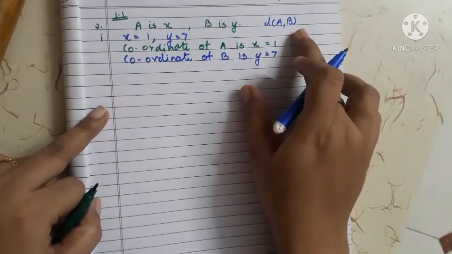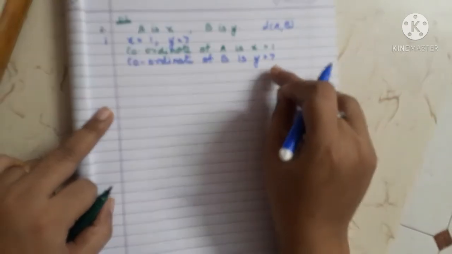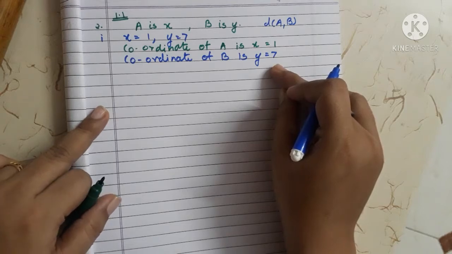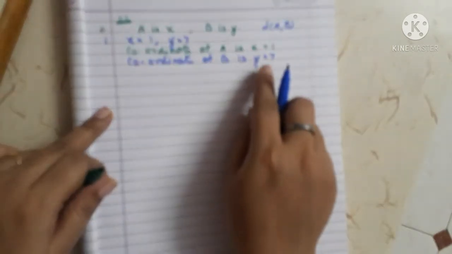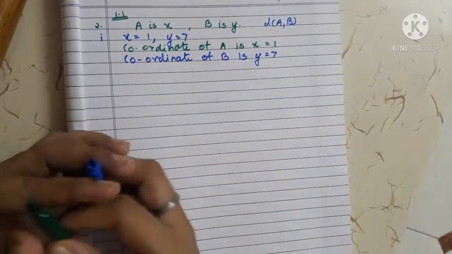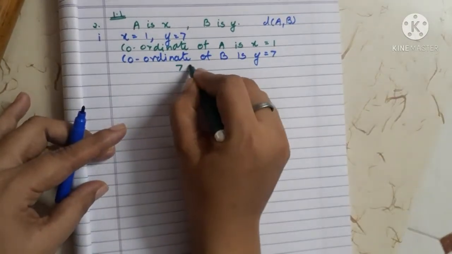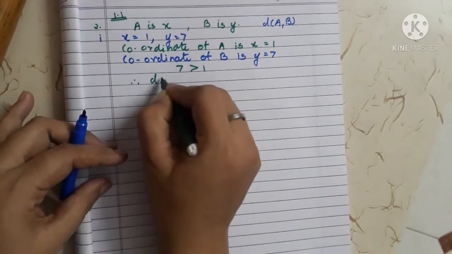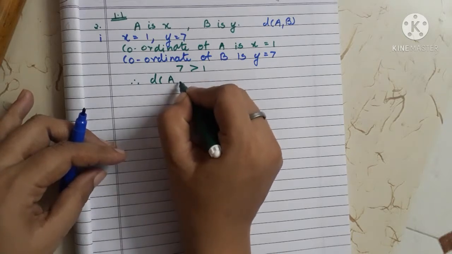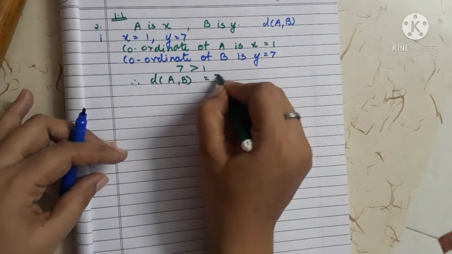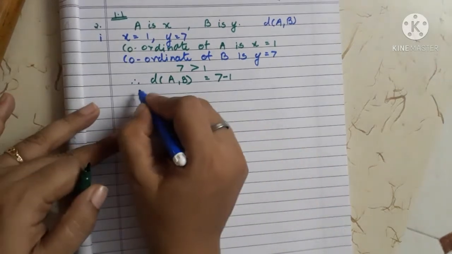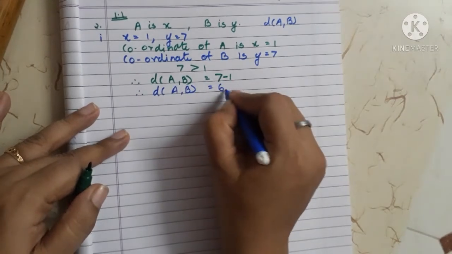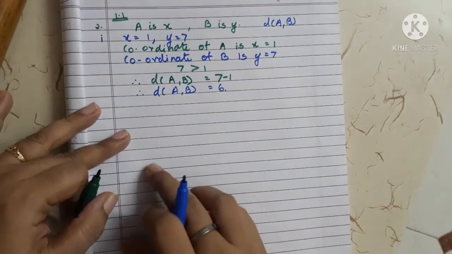Now we have to find out the distance of the A and B. Now to find out the distance, children, we have the formula, that is larger number minus smaller number. So first we will find out which is the larger number. From this you can see 7 is greater than 1. Therefore distance of A, B will be equal to 7 minus 1. So your answer is distance of A, B is equal to 6. Therefore 6 is your answer, children.